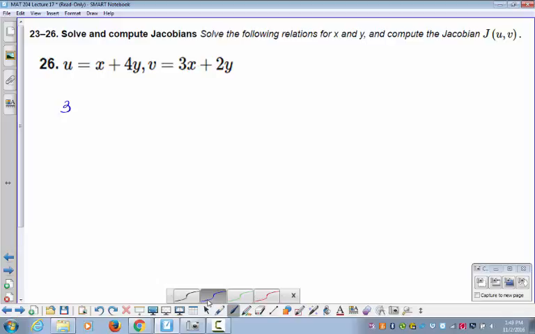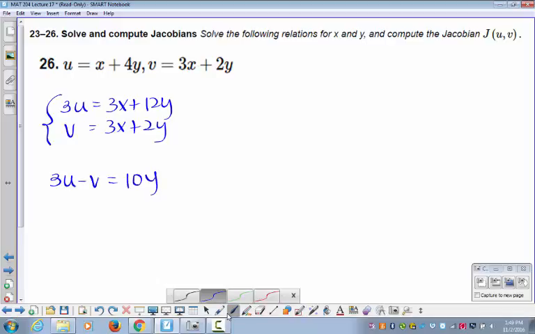So if we multiply the first equation by 3, and then over here, we can just put that in as is. And then if we subtract the 2, the x's go away. So we'll have 3u minus v equals 10y. So this tells us that the y coordinate will be equal to 3 tenths u minus 1 tenth v.